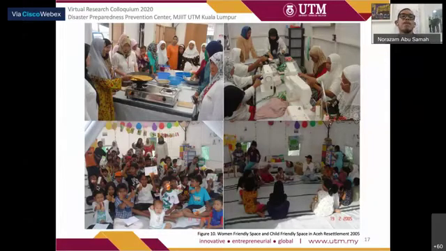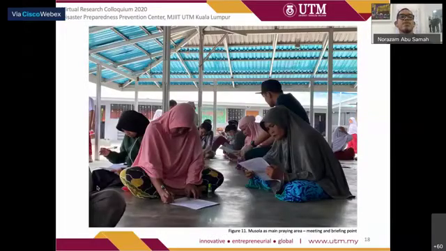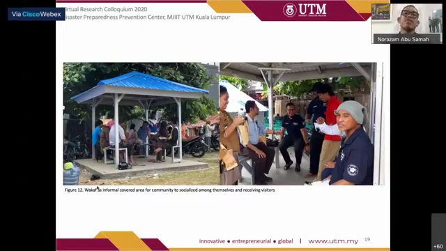Musola, which is the place of worship with the main purpose of the community to perform their prayers, but at the same time can become the meeting and briefing points. Common TV area and wakaf, which is an informal covered area for the community to socialize among themselves and when receiving visitors or close friends.